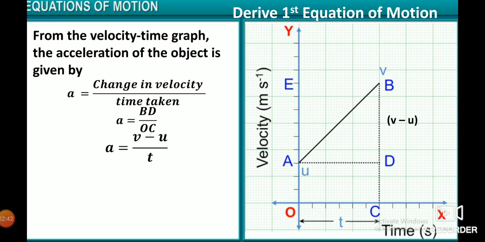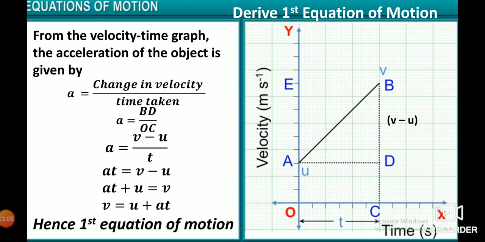Let us put the values. So we get acceleration is equal to v minus u upon t. If we shift t over that side, it becomes at is equal to v minus u. If we shift minus u over the other side, it becomes at plus u is equal to v. If we rearrange this equation, then we get v equals to u plus at. Now, what is this? v equals to u plus at is your first equation of motion. So kindly remember first equation of motion, v equals to u plus at, and hence it is derived graphically.